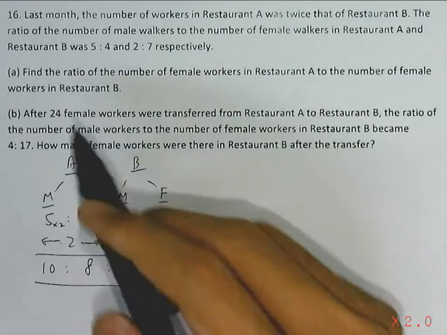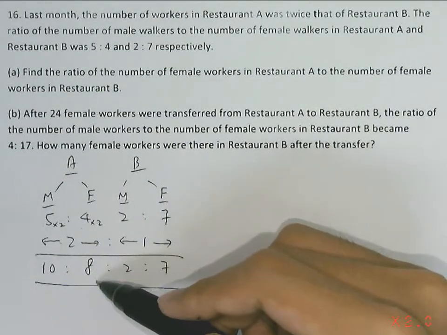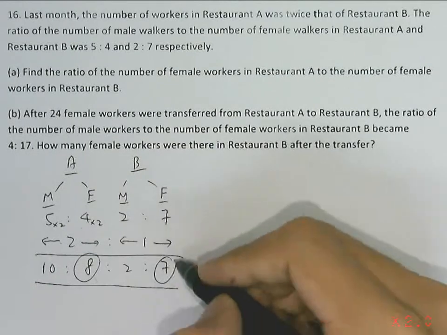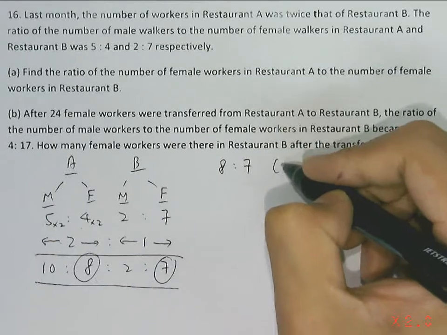Alright, so part A is asking for the ratio of number of female workers in restaurant A to the number of female workers in restaurant B. So this ratio will simply be 8 to 7 for part A.